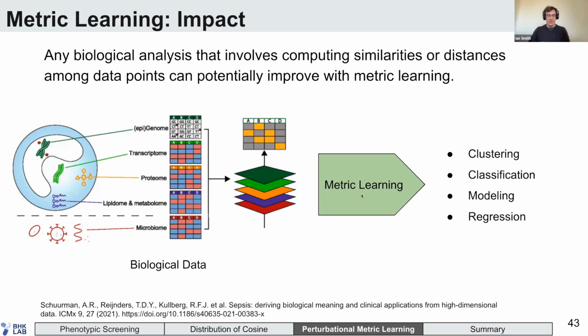And this has, of course, with perturbational analysis, there are some obvious things you might do, like try to identify mechanism of action, but there are lots of other things you might consider doing with data in this embedding, like clustering and classification and so on.